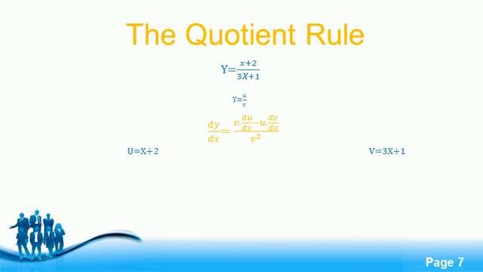Next we differentiate both of these to give us du by dx equals 1 and dv by dx equals 3. Next we substitute these four values back into the formula along with v squared. So dy by dx equals 1 lot of 3x plus 1 minus 3 lots of x plus 2 divided by 3x plus 1 squared. Once simplified, this will give us the answer of dy by dx equals minus 5 divided by 3x plus 1 squared.